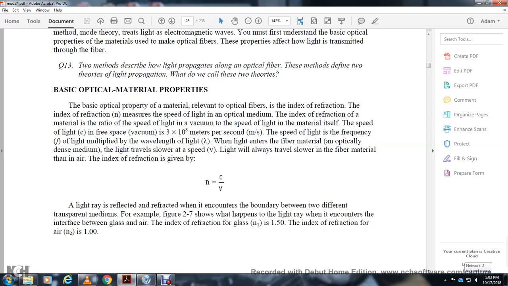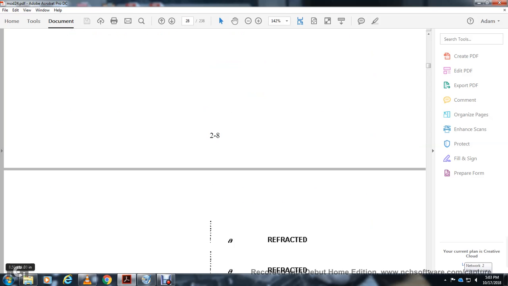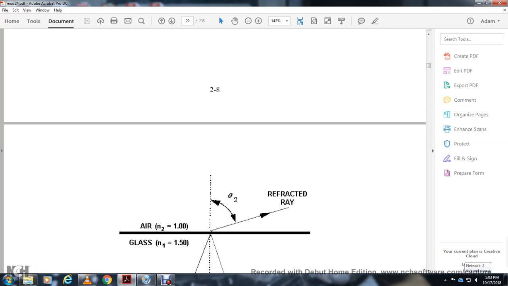A light ray is reflected and refracted at the boundary between two different media. For example, consider the behavior of a light ray at the interface between glass and air. The index of refraction of the glass is 1.5, and the index of refraction of air is 1.0.